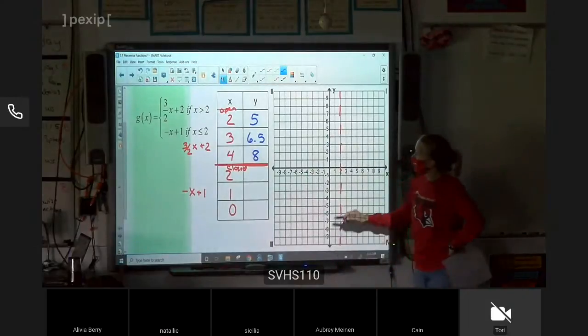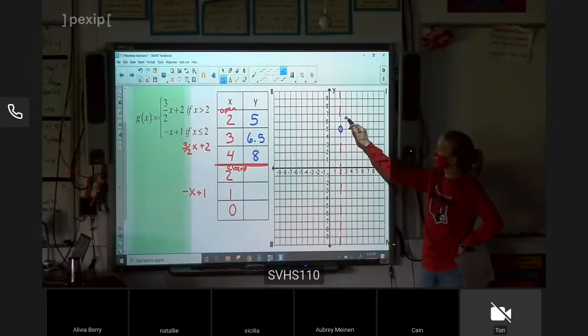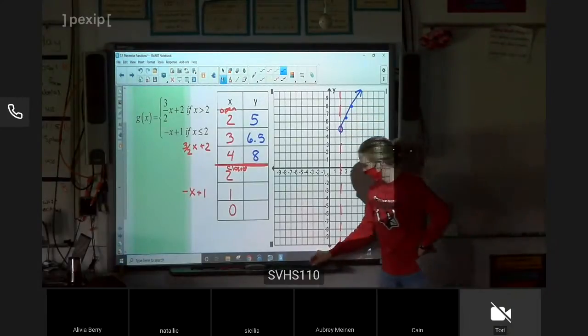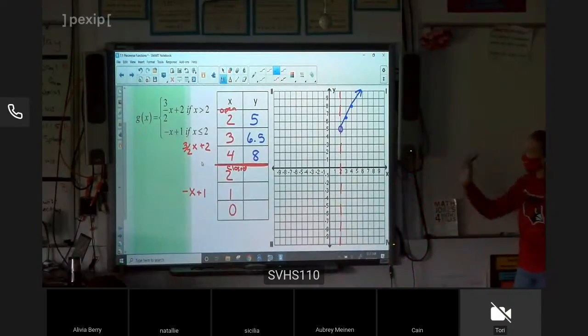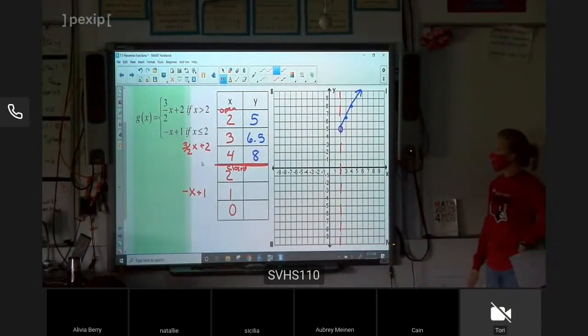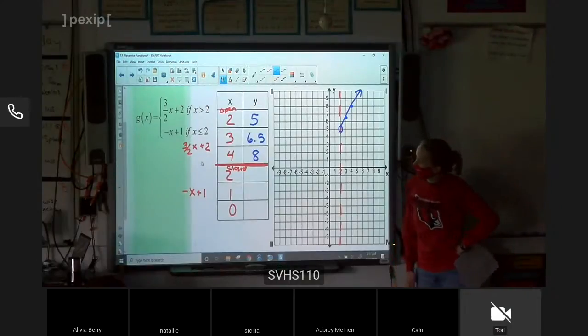So on my graph, 2, 5. I'm going to use an open circle again because it was greater than 2. And then 3, 6.5 is part of the graph now. Everything would be included in that. And then my 4, 8, same thing. So I'm going to go up to the right like that. I won't go anywhere below 2 because that's not greater than 2 anymore.